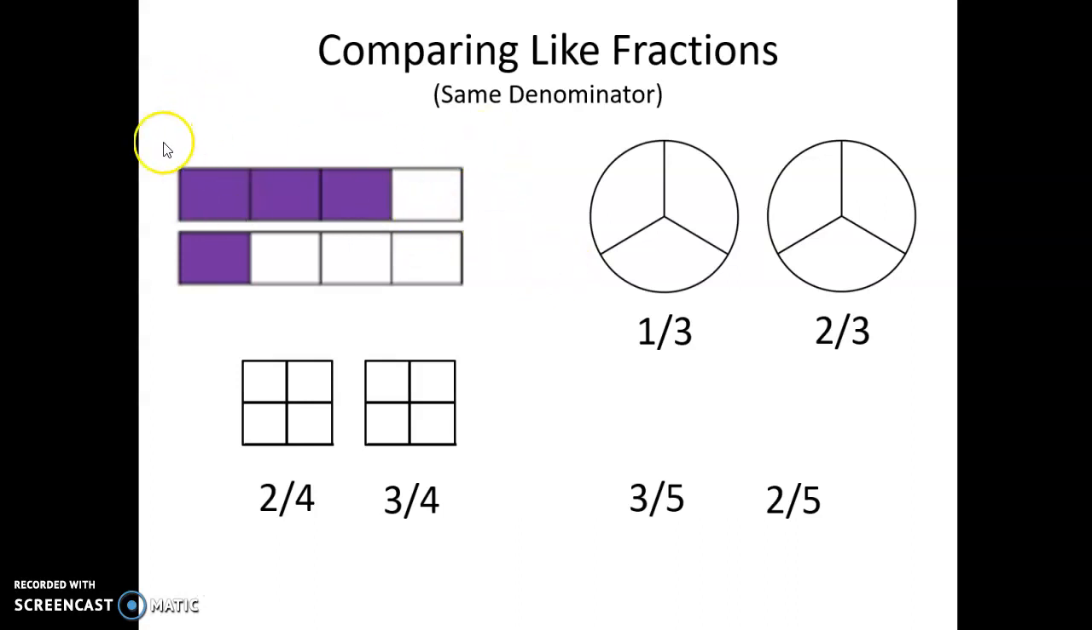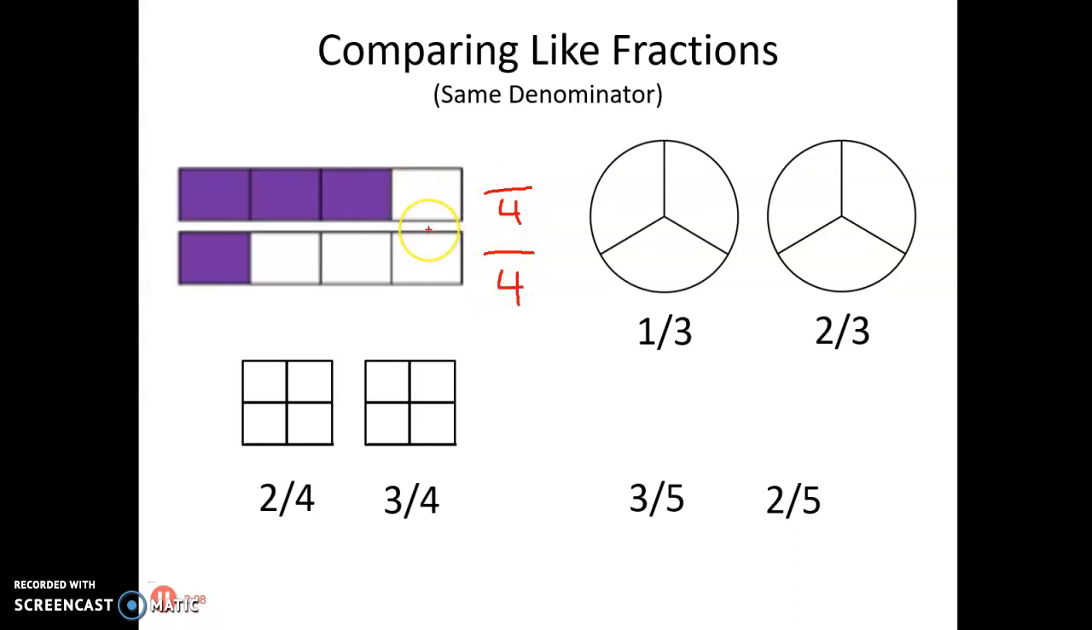The first thing I want us to do is compare these 2 rectangles up here. We're going to make our fraction for both of these rectangles. First, we need to count how many parts are in the entire rectangle. So there's 1, 2, 3, 4. This rectangle is made up of 4 parts. So that's going to be our denominator, our bottom number.